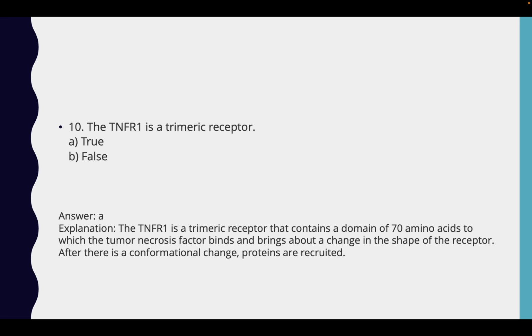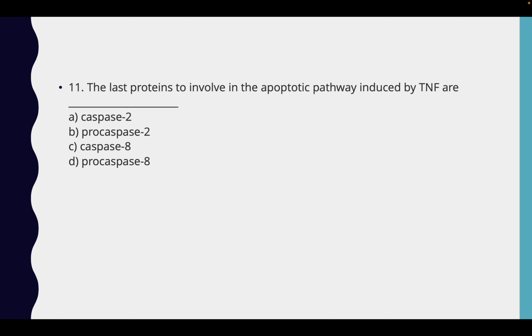It contains a domain of 70 amino acids to which the tumor necrosis factor binds and brings about a change in the shape of the receptor. After there is a conformational change, proteins are recruited. The last proteins involved in the apoptotic pathway induced by TNF are... TNF के apoptotic pathway में last proteins कौन से involved होते हैं?